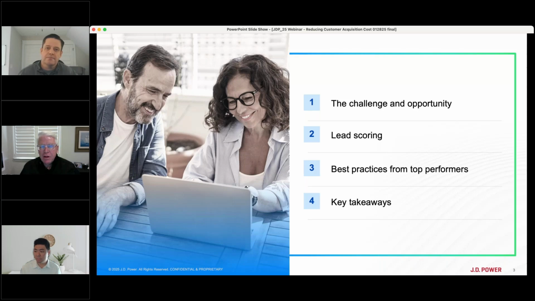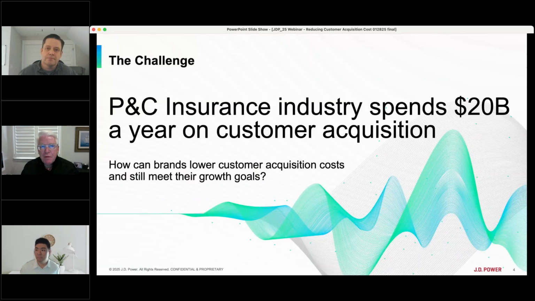So let's start with the challenge. There's a lot of switching and shopping activity in the P&C insurance industry in the U.S. And as a result, the industry is spending upwards of $20 billion a year on customer acquisition. They don't spend that much every year, depending on the year, but net, it's a lot of money. And so the question we want to help answer today is this: how can brands lower their customer acquisition costs and still meet their growth goals? And that's what we want to get at today.